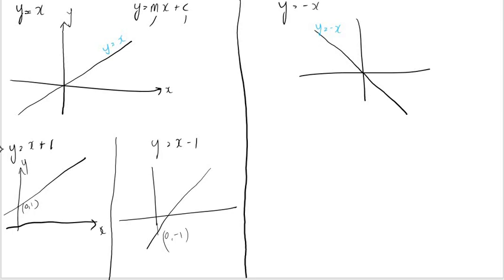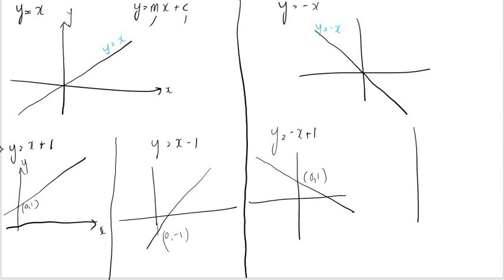So let's look at y equals -x plus 1. So it's this axis, we move it up so that we get an intercept at 1. So we have an intercept at 0, 1. And here the intercept is 0, -1. This is y equals -x minus 1.